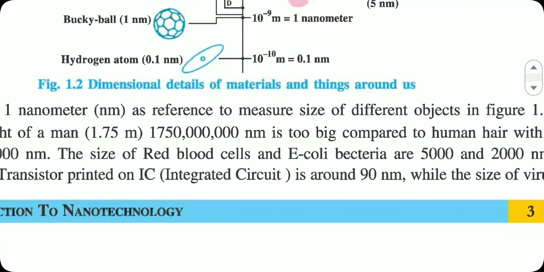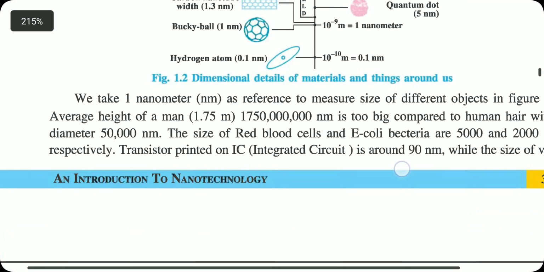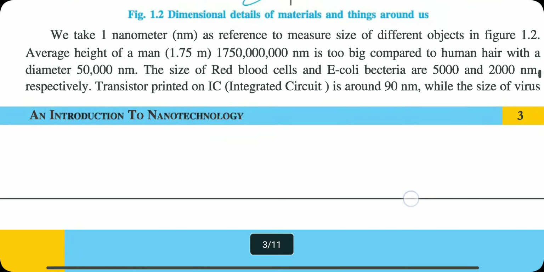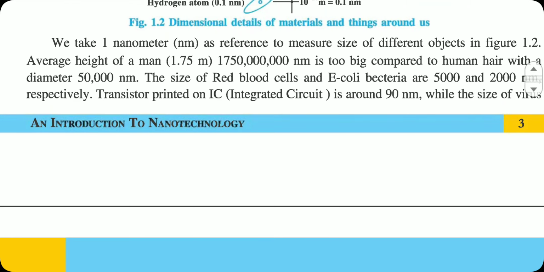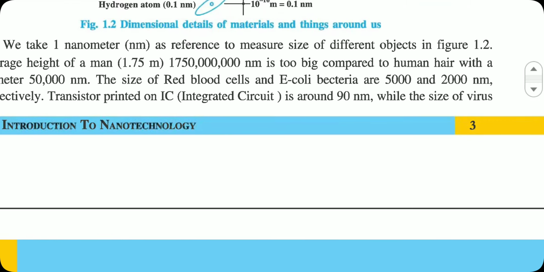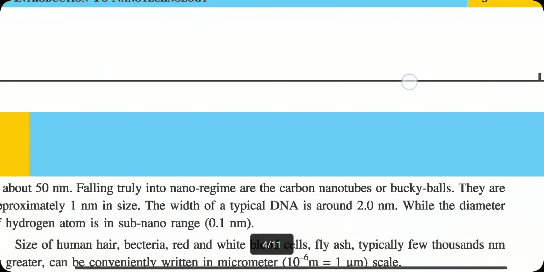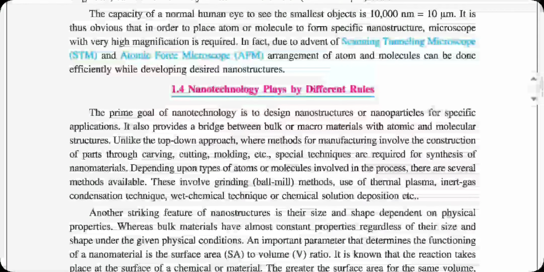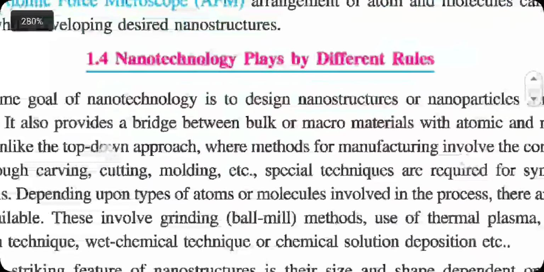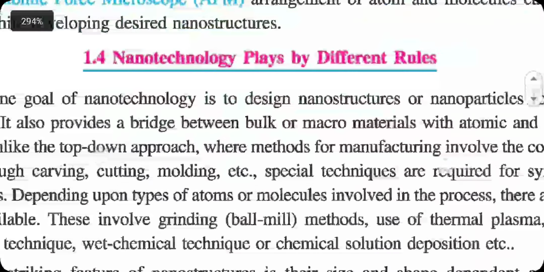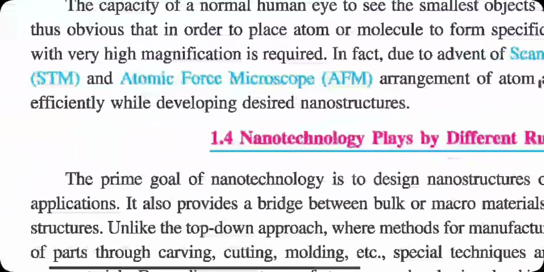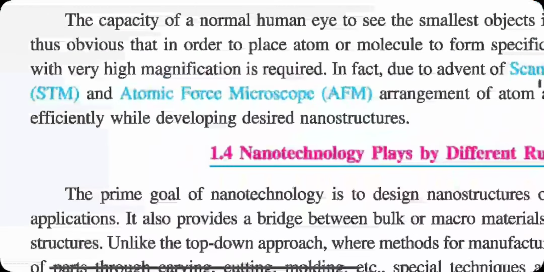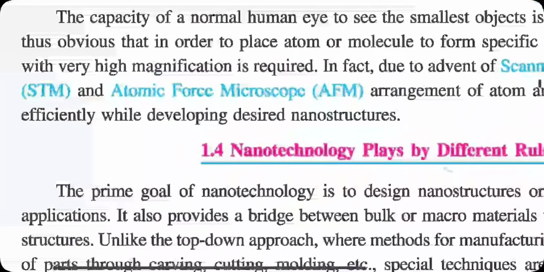A nanoparticle is in the range of 1 to 100 nanometer, and the transistor in an IC circuit is about 90 nanometers. Nanotechnology works with two microscopes. The first one is the scanning tunneling microscope, and the other one is the atomic force microscope, also known as STM and AFM.